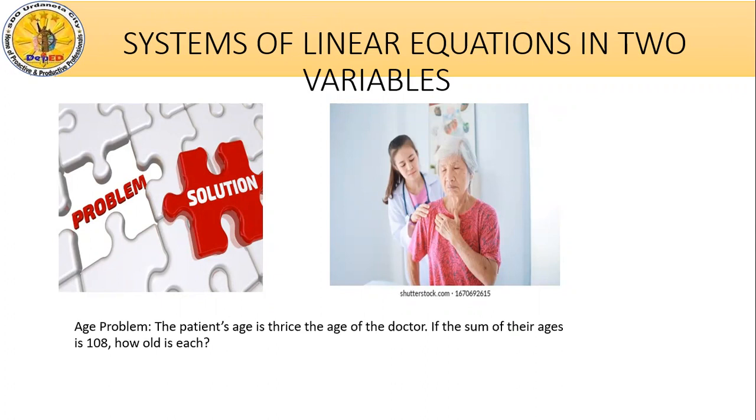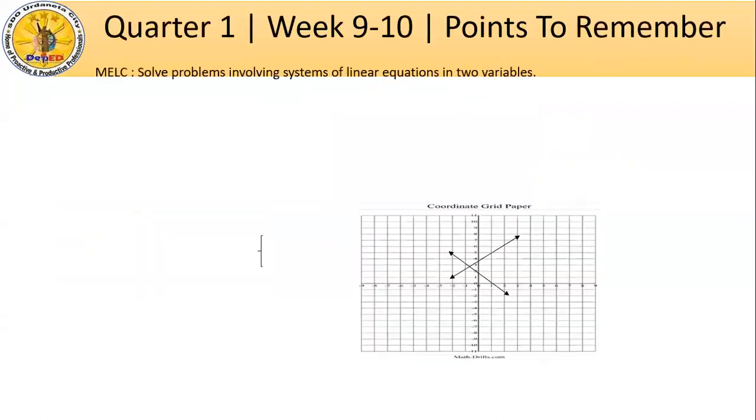So the patient's age is thrice the age of the doctor. If the sum of their ages is 108, how old is each? We will be answering this age problem later on as we move on to our lesson. The most essential learning competency is to solve problems involving systems of linear equations in two variables.